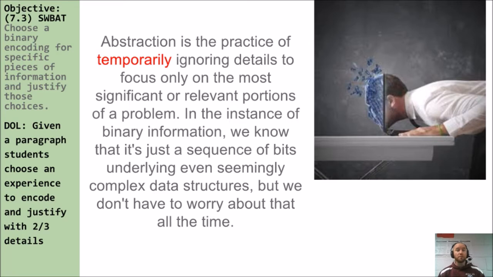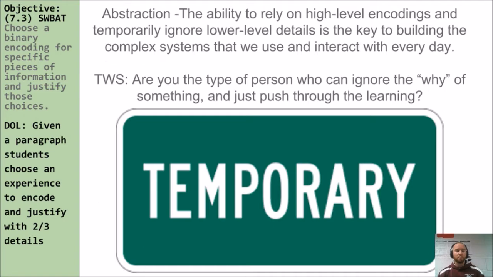To do so, we first have to talk about abstraction. Abstraction is the practice of temporarily ignoring details to focus only on the most significant or relevant portions of a problem. In the instance of binary information, we know that it's just a sequence of bits underlying even seemingly complex data structures, but we don't have to worry about that all the time. When you look at a program, when you are surfing the internet, you're not thinking about ones and zeros. Abstraction, the ability to rely on high-level encodings and temporarily ignore lower-level details, is the key to building the complex systems that we use and interact with every day.